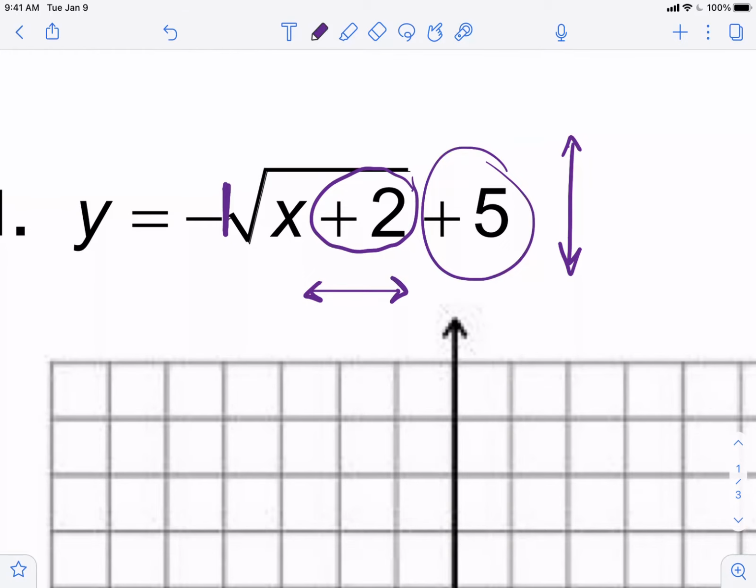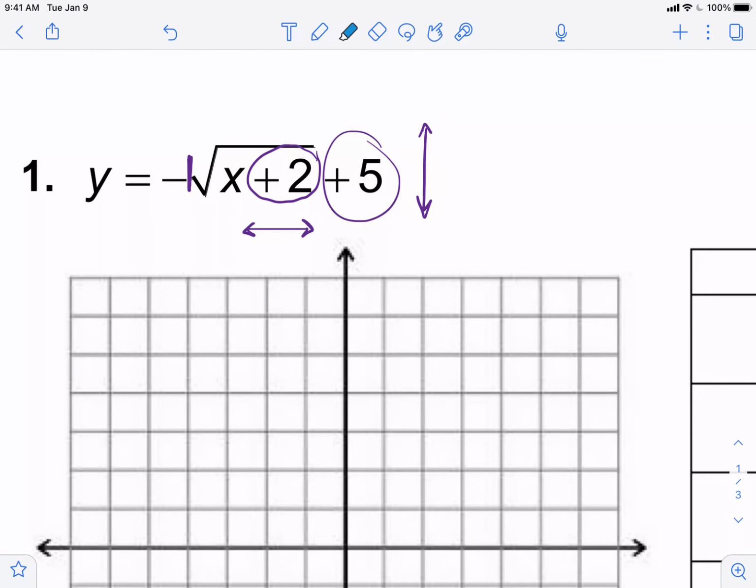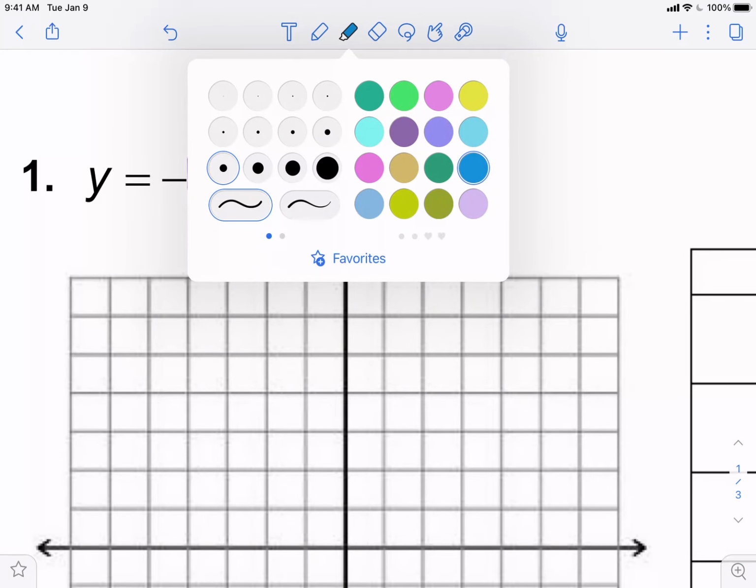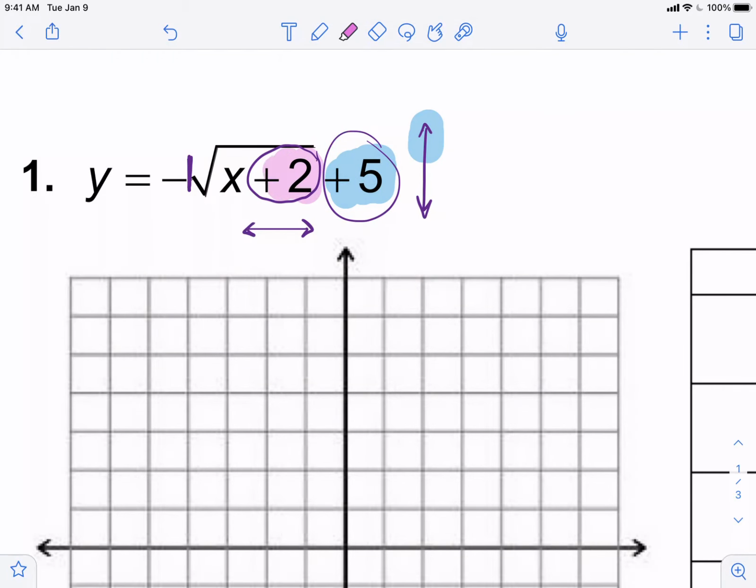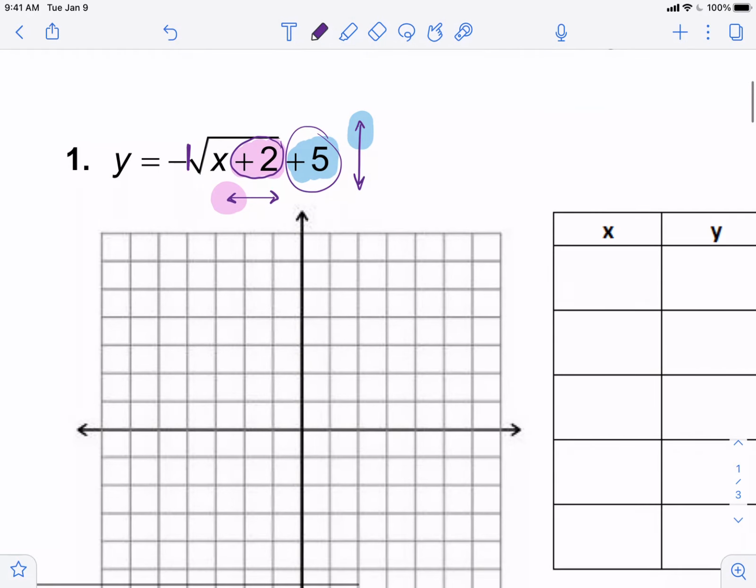Now, the guy on the outside always tells us the truth. So in this situation, when I see a +5, I know that means I'm going to shift my graph upwards. Unfortunately, the guy on the inside always tells us a lie. So +2 would make us think that we want to go to the right, but when we realize that he's the liar, we really want to actually go left. So what that means is you want to take your vertex that normally would have started at the point 0, 0, and you want to shift it up 5, 1, 2, 3, 4, 5, and then left 2.